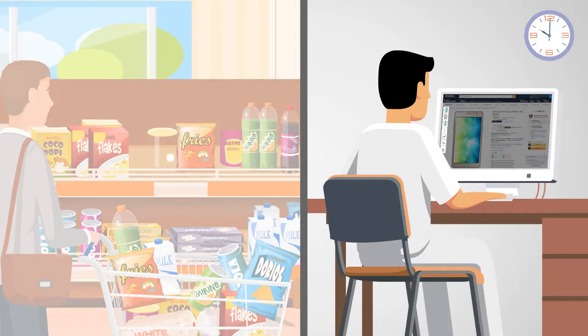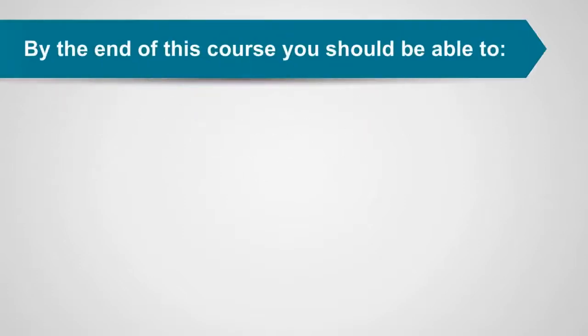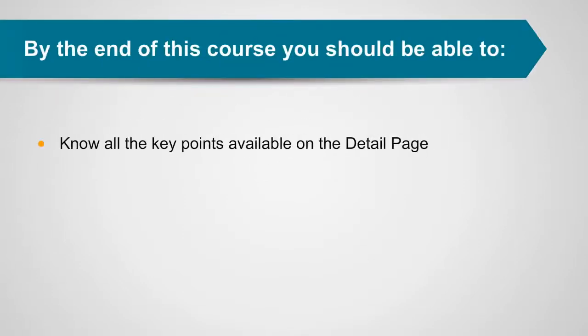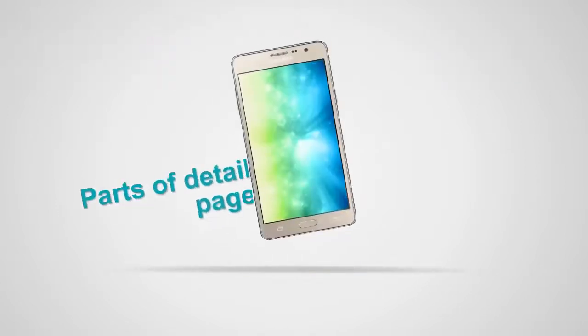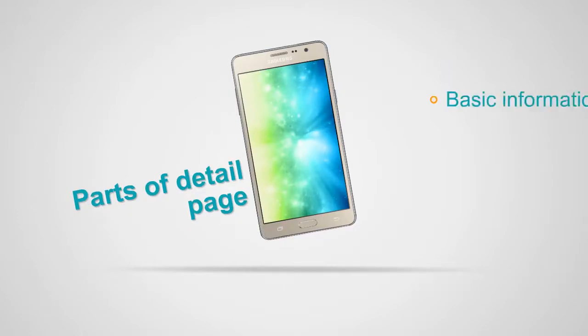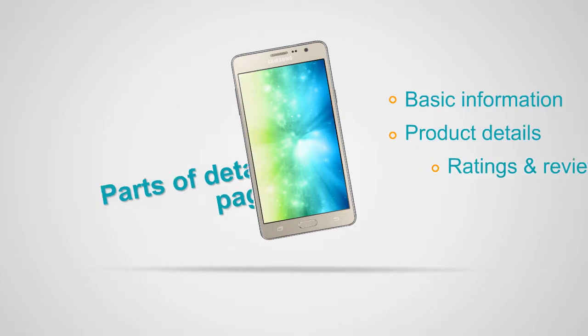Be it images, option to see any angle and zoom in, size or color options, or warranty details, it's all here. By the end of this course, you should be able to know all the key points available on the detail page. Use the points on the detail page to give the customer complete information on a product. There are three main parts of the detail page: basic information, product details, and ratings and reviews.